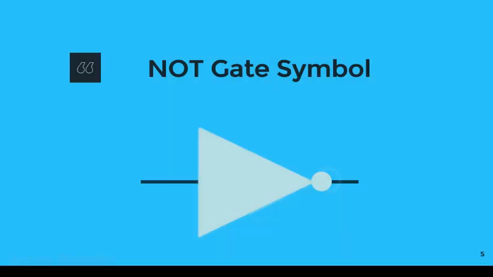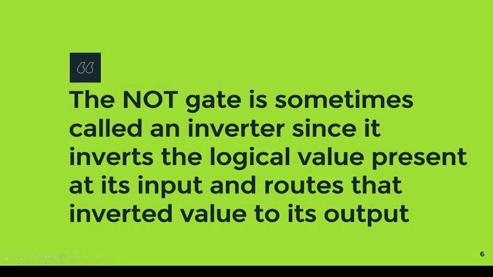So again, just as a refresher, this is the symbol for the NOT gate. Again, as we can see, it's a triangle with a bubble at the front, and this is its input and this is its output. And as we said before, it takes in a single input. That is why we have one input here, and then it produces a single output. Now, how does the NOT gate work?